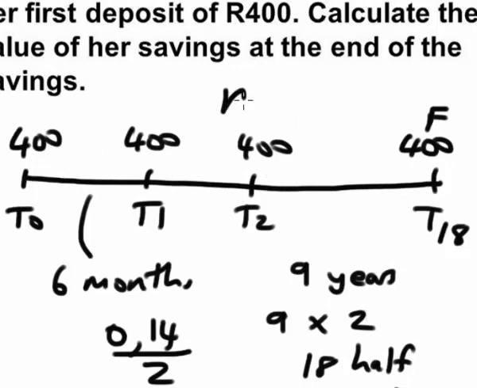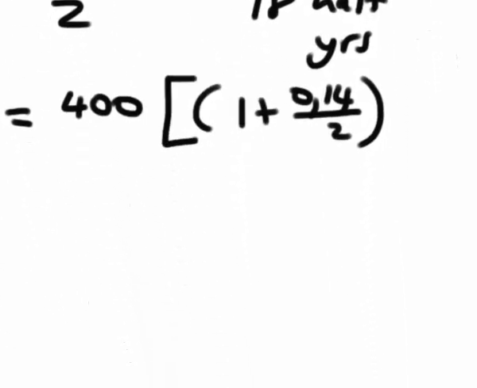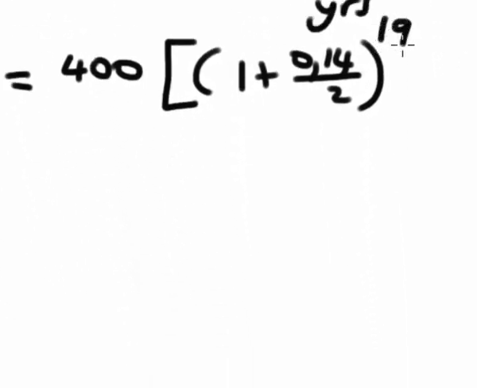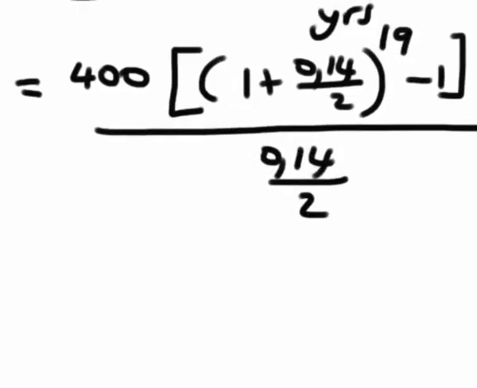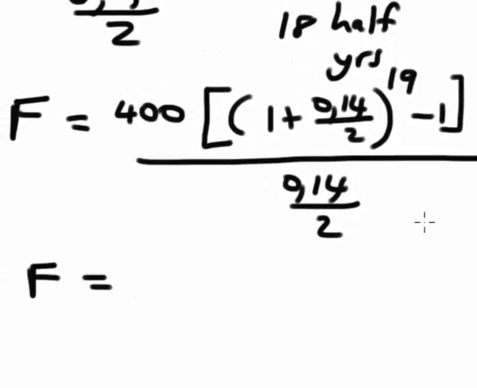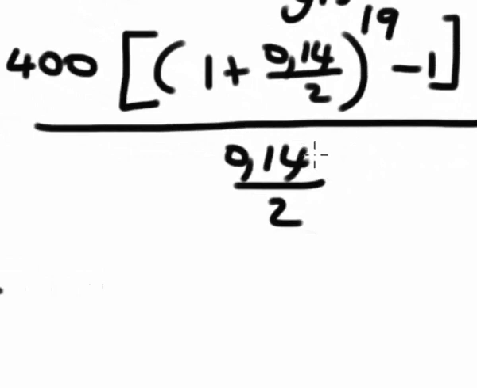Now, how many payments are there? It's not only the 18. It's going to be 19 of those. 19 payments of 400 Rand. So here we go. In this we have 19, subtract 1, divided by 0.14 over 2. Now I want you to try and work that out quickly, and let's see what you get. Try it in the calculator. I'll give you a bit of time to do it, and let's see if you get the same as me.